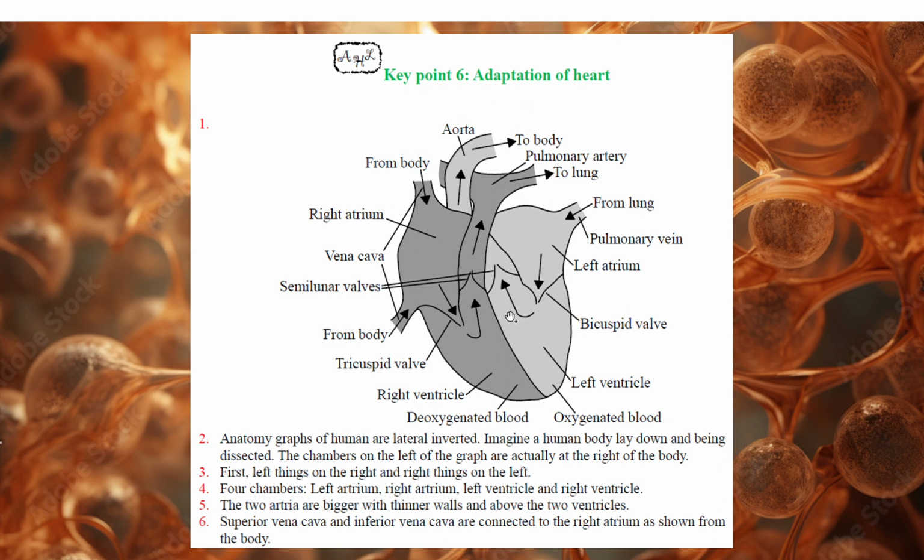Okay, and four chambers are there. Okay, so left atrium, left ventricle, right atrium, and right ventricle. Okay, two atria and two ventricles. The atria are smaller, the ventricles are larger. And then look at the superior vena cava and inferior vena cava, which are connected to the right atrium, as shown, from the body.